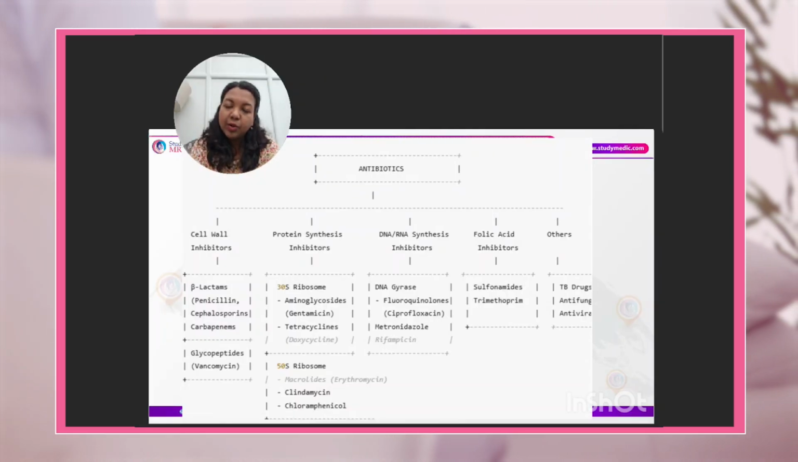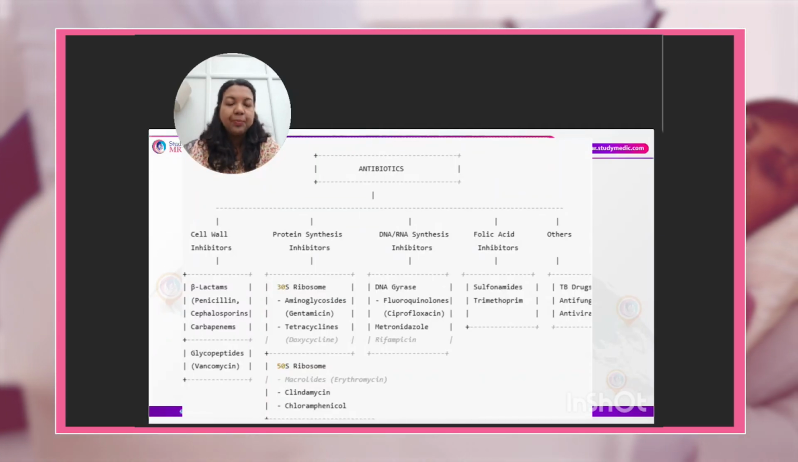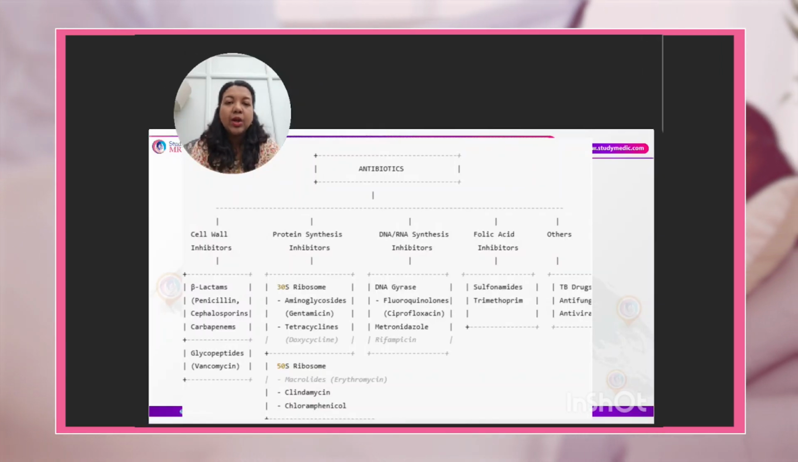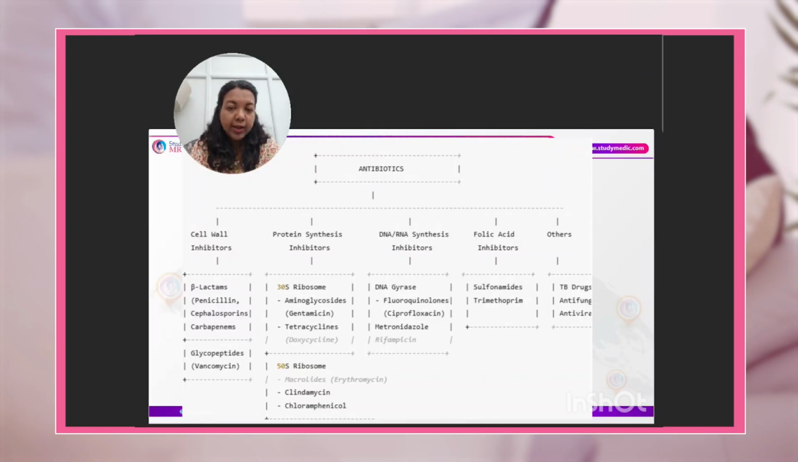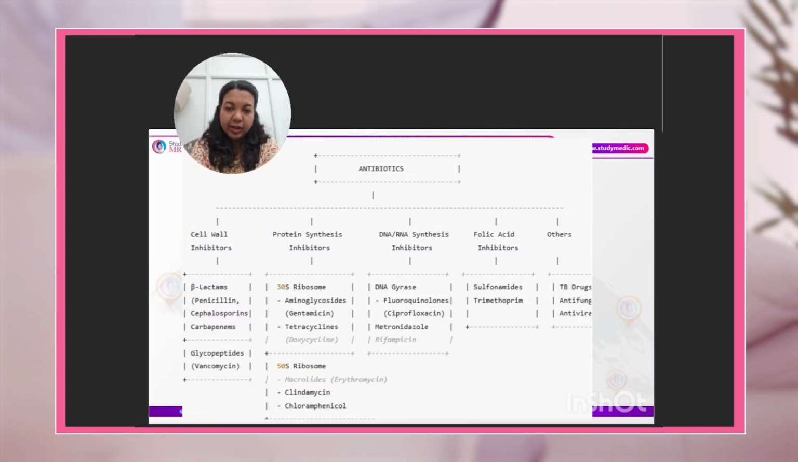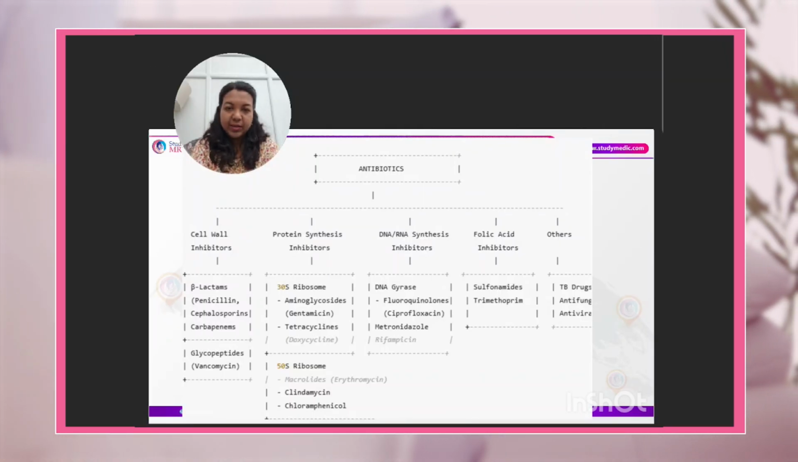Of these, the sulfonamide group of antibiotics and trimethoprim are to be avoided during the first trimester of pregnancy. Specifically, when there is an intake of sulfonamides, we have to give a high dose of folic acid, 5 milligrams once daily, during pregnancy. But it has to be avoided during the first trimester specifically.